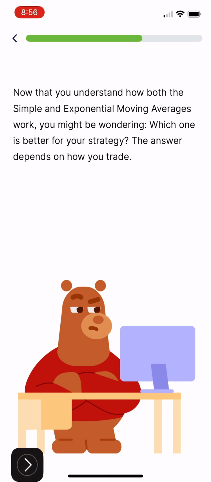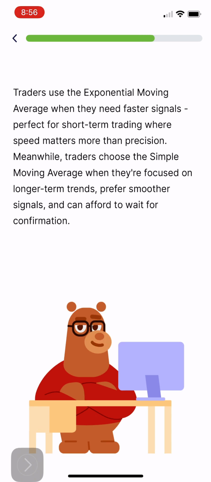Now that you understand how both the simple and exponential moving averages work, you might be wondering, which one is better for your strategy? The answer depends on how you trade. Traders use the exponential moving average when they need faster signals, perfect for short-term trading where speed matters more than precision. Meanwhile, traders choose the simple moving average when they are focused on longer-term trends, prefer smoother signals, and can afford to wait for confirmation.